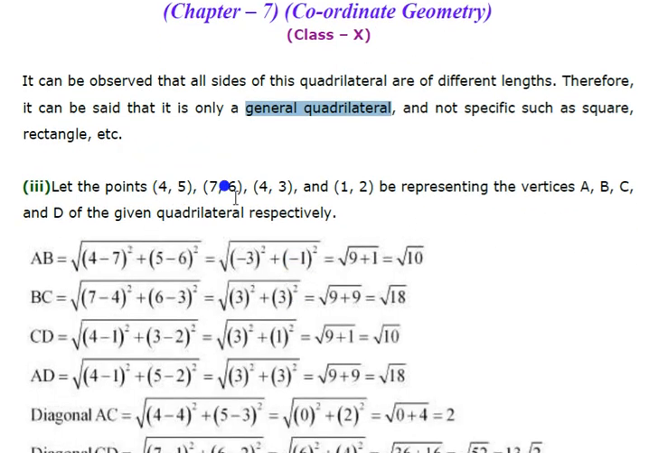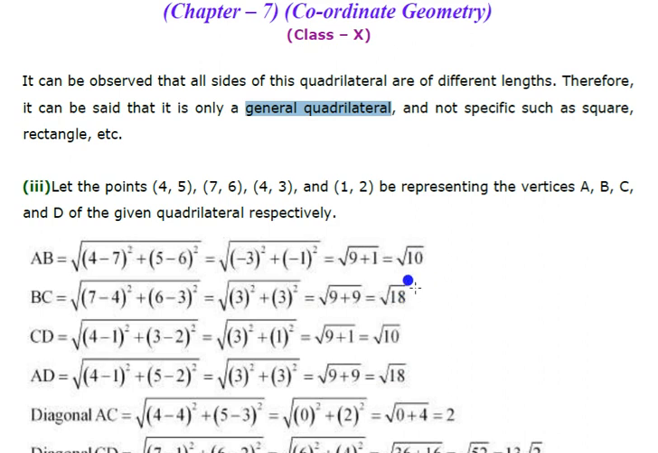So again, 4 points are given: 4 5, 7 6, 4 3, 1 2. Let us name these points A, B, C and D. And let's start to find the distance AB, then BC, then CD and then DA. So use the distance formula, that is x2 minus x1 whole square plus y2 minus y1 whole square. So AB will be root 10, then BC will be root 18. In the same manner I am solving. CD will be root 10 and AD is root 18.